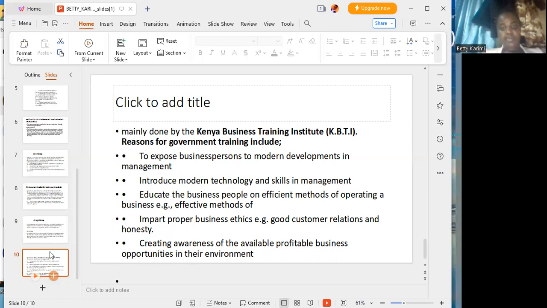Then to impart proper business ethics, for example, good customer relations and honesty. The government helps the business students to understand the ethics of the business, how you're supposed to deal with the customers, how honest you're supposed to be, and so on and so forth. Last one and not the least, creating awareness of the available profitable business opportunities in their environment. It helps the business people to be aware of the available profitable business opportunities in their environment and venture into them through the help of the government during the trainings.